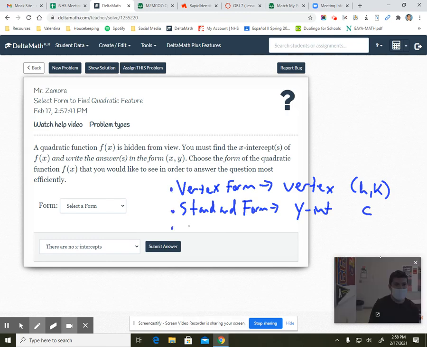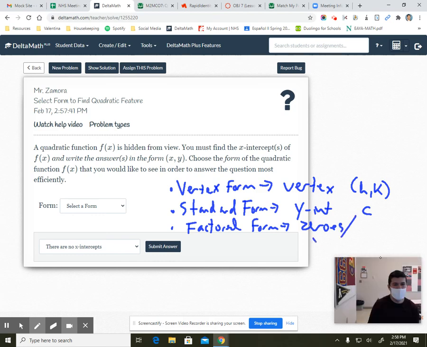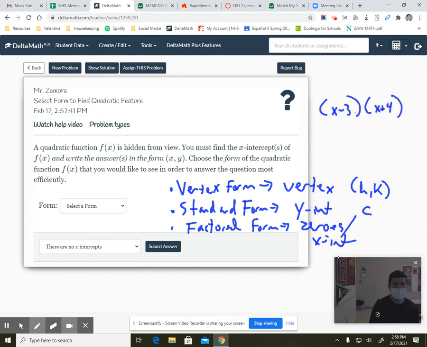And last, we've got our factored form. All right, so factored form is best for finding the zeros or x-intercepts, because, for example, if you have a function x minus 3 times x plus 4, you can locate zeros at x equals 3 and a zero at x equals -4. That's for that type of quadratic. So that is a summary of your 3 forms and the different type of problems that you could have with it.